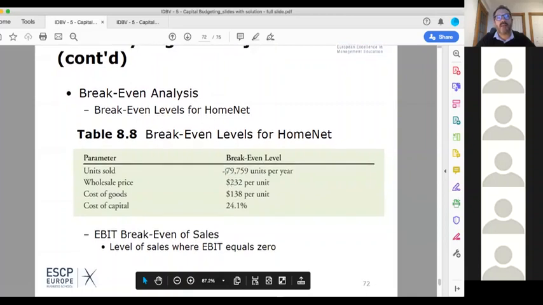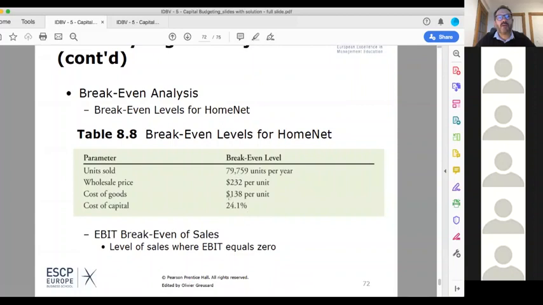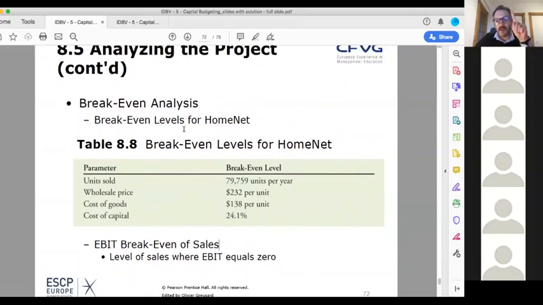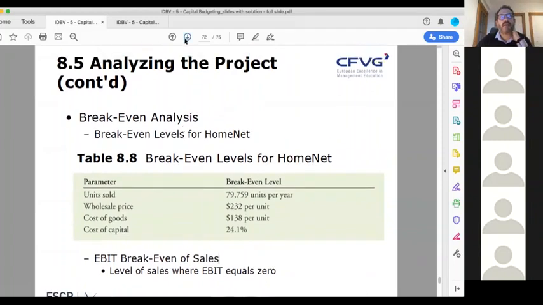So more precisely, 770,759, 232 per unit, 138 per unit for the cost of goods, and of course the cost of capital. The break-even point for the cost of capital is of course the IRR. Okay, so you have it already. So here, please change one parameter at a time. Okay, so you can see what is the value you can have. Okay, so that's the first approach, break-even analysis.